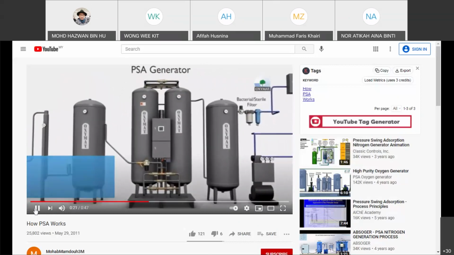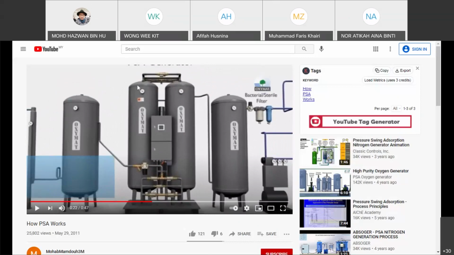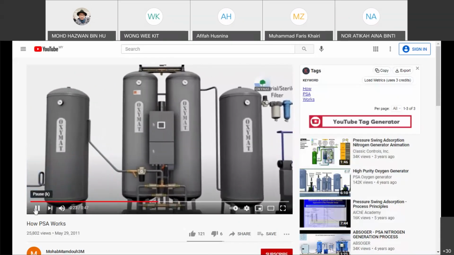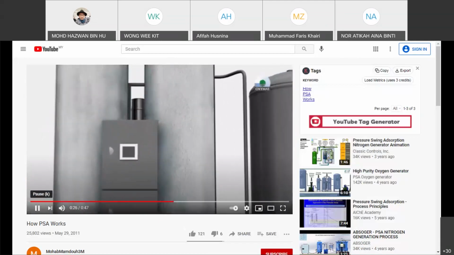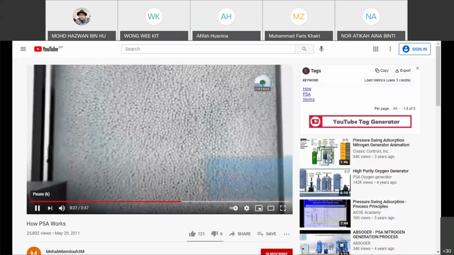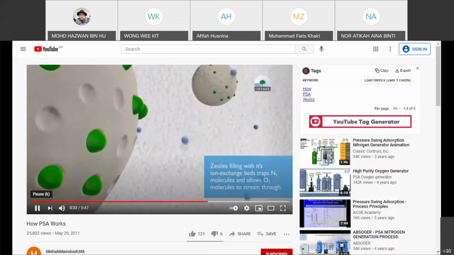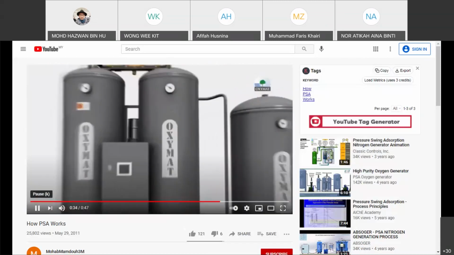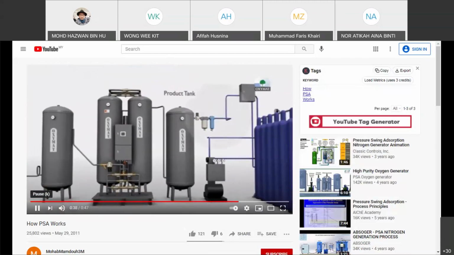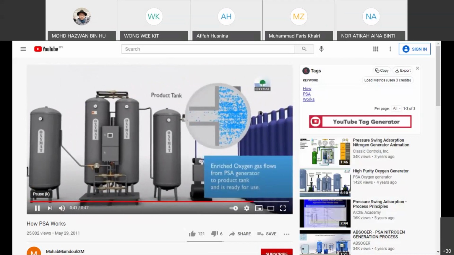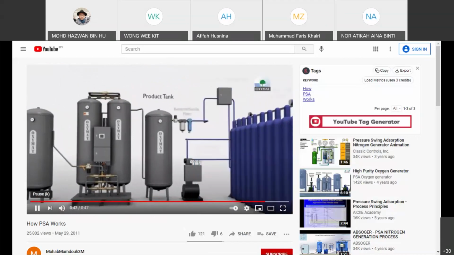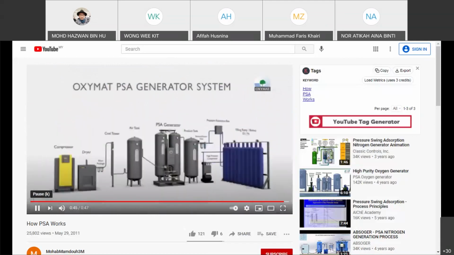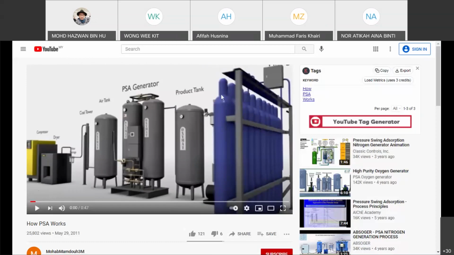So this one is actually the pressure swing absorber. It is equipped with mostly zeolite particles, very porous materials. You see that there are two columns used in PSA, right? The feature is that the zeolite filling, with its ion exchange, traps nitrogen and oxygen. After that, it will go into the product tank. It will enrich the gas produced, and finally you can see it will be stored.